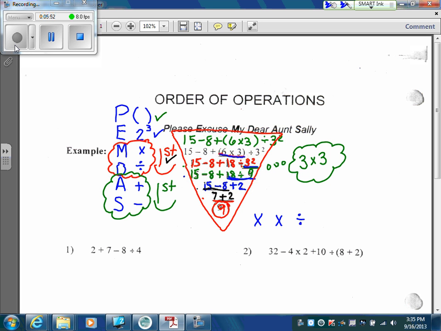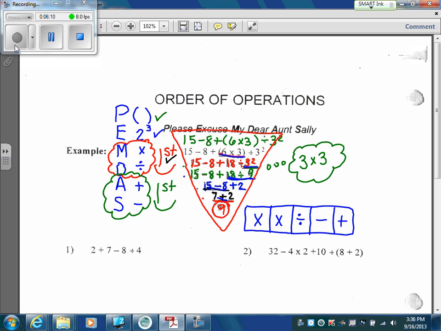Then we went to 15 minus 8, that was a subtraction. And then the last one was addition. And so this is our process. This is all of the operations we performed, in the order that we performed them, to get our answer.